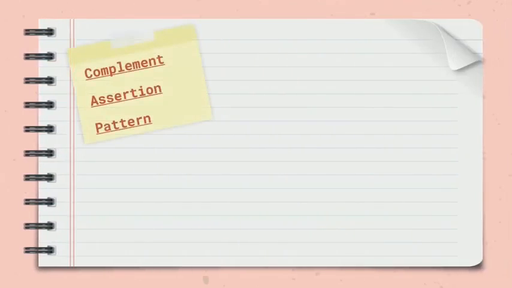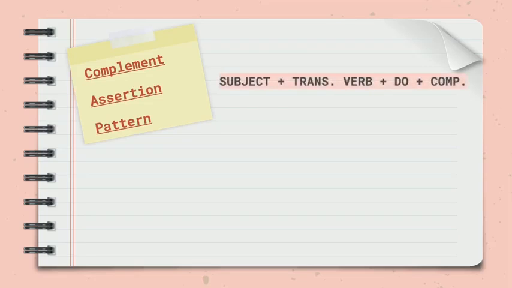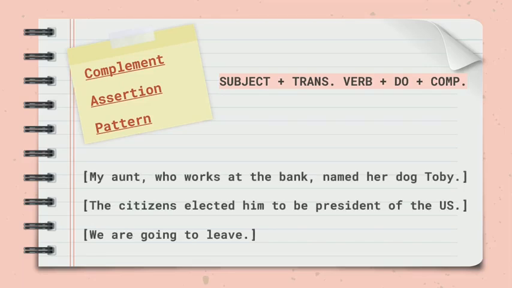to Rachel. Another pattern is the complement assertion pattern, consisting of a subject plus a transitive verb plus a direct object and a complement. As we can see in my aunt, who works at the bank, named her dog Toby. The citizens elected him to be president of the US. And we are going to leave.